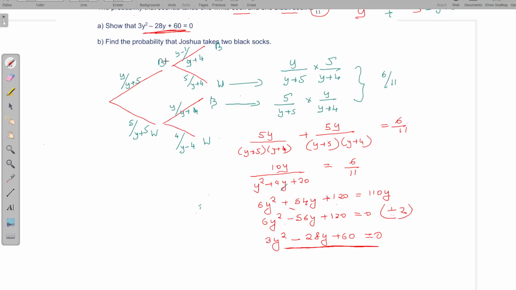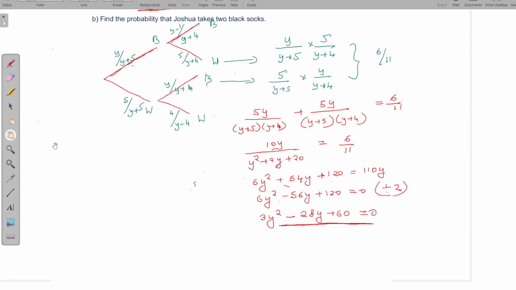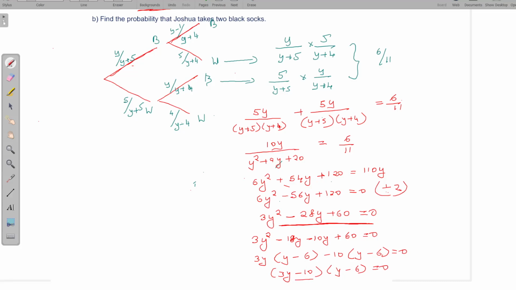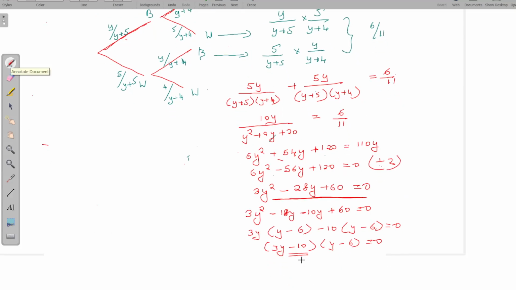Now find the probability that Joshua takes 2 black socks. So Joshua taking 2 black socks is this branch here. Black and a black. To do that we need to find the value of y. So let's factorize this first. 3 times 60 is 180, so we could say 18 and 10: 3y squared minus 18y minus 10y plus 60 is 0. 3y is common, y minus 6; minus 10 is common, y minus 6 is 0. So the factors are 3y minus 10 and y minus 6. We cannot have a fraction, this is for socks, so we have to say y minus 6 is 0, which is y is 6. So we worked out y is 6.